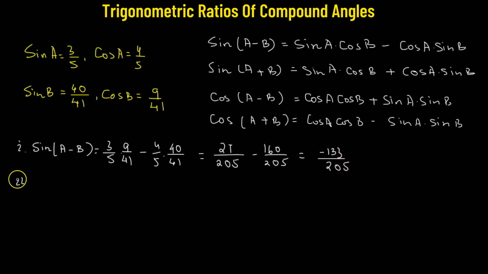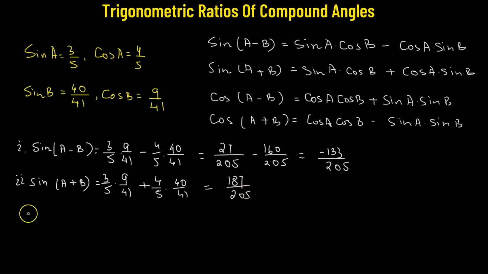Coming to the next one, we have sine A plus B. The first term is sine A times cosine B, so we have 3/5, the value of sine A, multiplied by cosine B, which is 9/41. Plus cosine A times sine B. The cosine A is 4/5 multiplied by sine B, which is 40/41. So this is going to give us a value of 187/205.